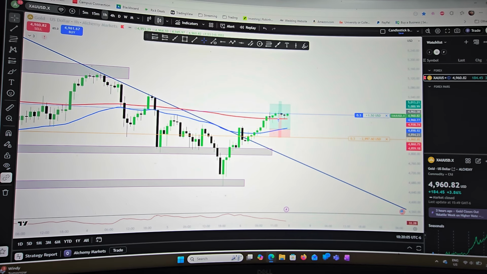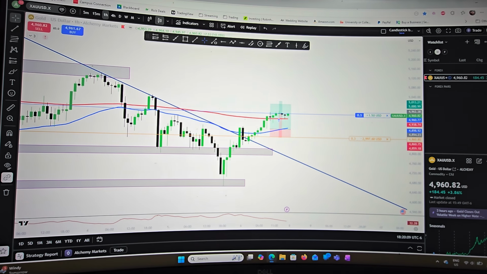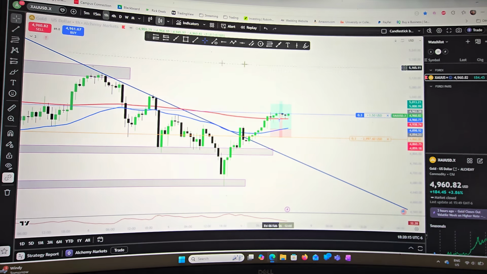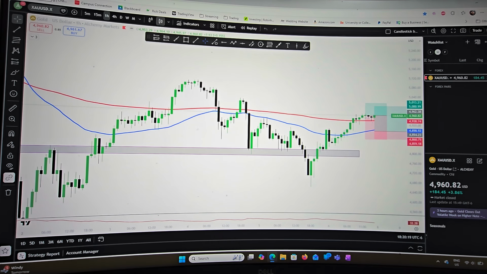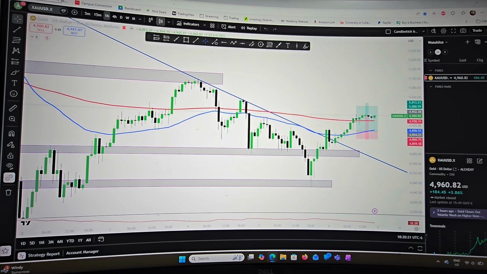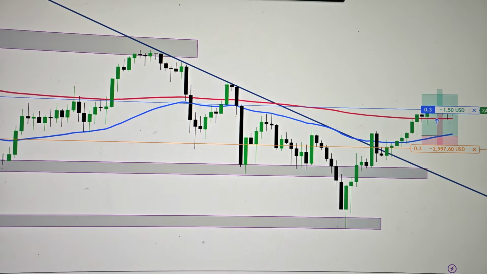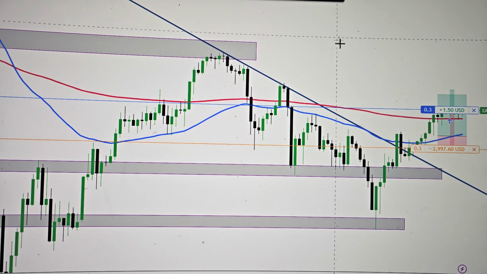So I have TradingView loaded up here. I can refresh the page, and let's save this, and then reload the page just so it comes properly. Okay, there we go. We're now on TradingView. I can zoom in so it looks a little better. Okay, so there we go.